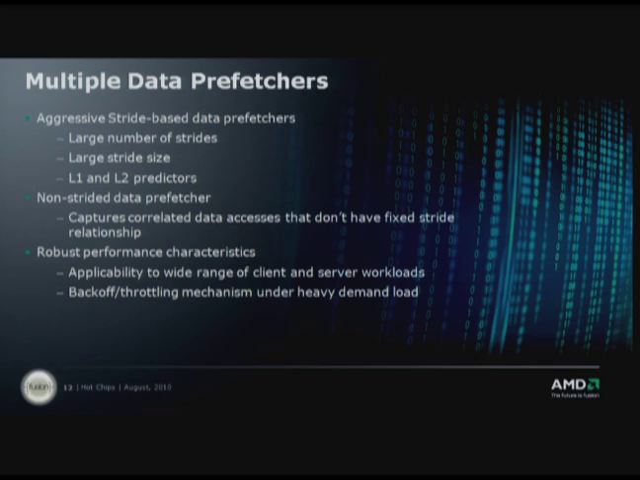Each of the local prefetchers prefetches into that level of the hierarchy. But the big place where we made an investment and where we've brought significant innovation to the processor is in the non-strided data prefetcher. This prefetcher observes clusters of misses and identifies relationships between those that are not simple strided relationships. Once it captures and trains on an irregular relationship between a group of misses, it applies that relationship to subsequent misses and effectively prefetches. The combination of that non-strided data prefetcher and the striding prefetchers results in robust performance characteristics across a wide range of workloads, both client and server.